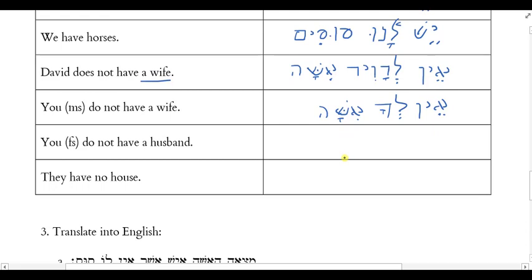So whenever you're translating from Hebrew into English, I'd really like you to use the possessive sort of translation. Somebody has something or somebody doesn't have something, if there's that possessive lamed being used. If I just say yesh susim, then that's not possession. That's just saying, hey, there are horses. Okay, and then you can say there are.